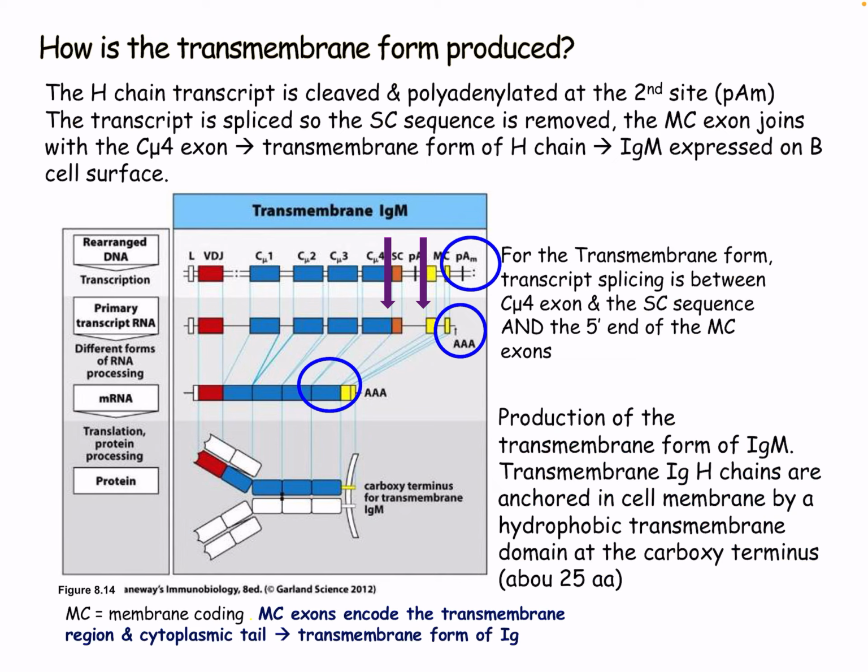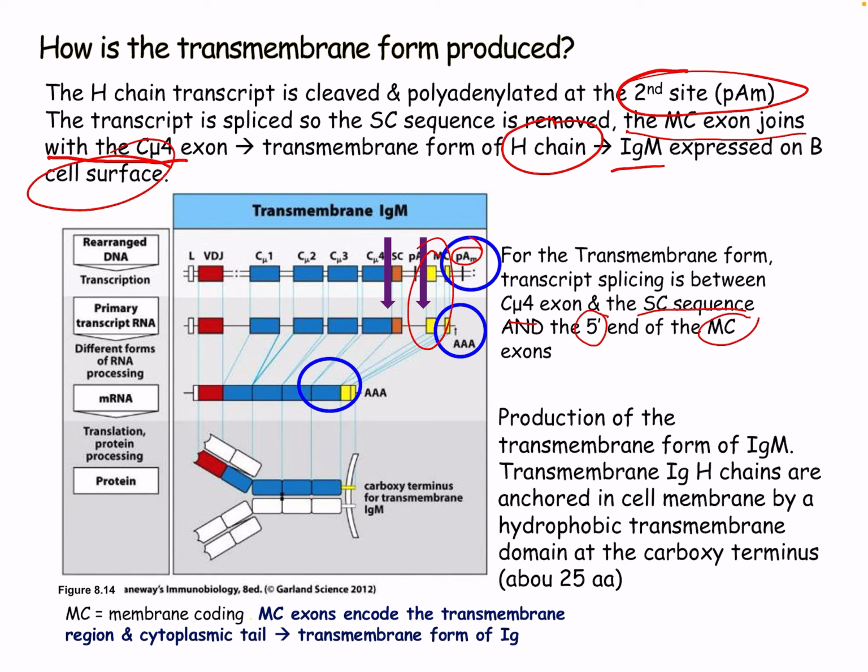So how is this transmembrane form produced? The heavy chain transcript is cleaved and polyadenylated at the second site, PAM. So here's PAM. The transcript is spliced, so the SC sequence is removed, allowing the MC to work. Then the MC exon joins with the C-mu-4 exon, and the transmembrane form of the heavy chain is formed, and then we have IgM expressed on the B cell surface. For the transmembrane form, transcript splicing is between the C-mu-4 exon and the SC sequence, and the 5' end of the MC exon. Production of the transmembrane form of IgM.